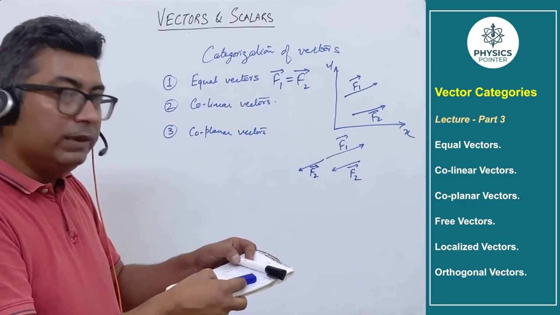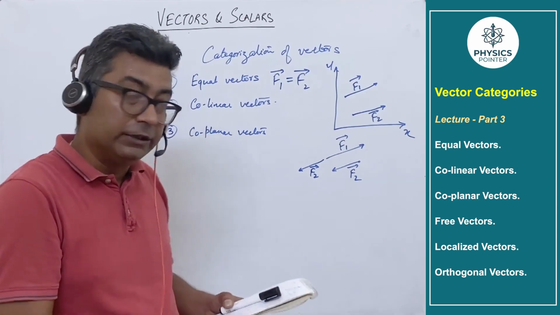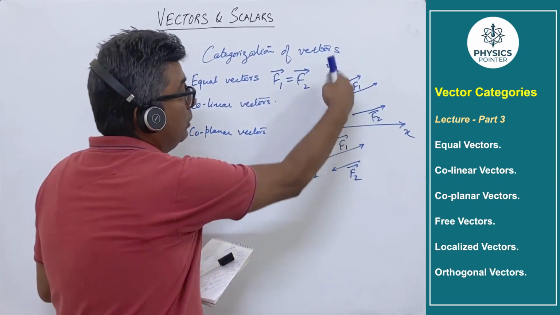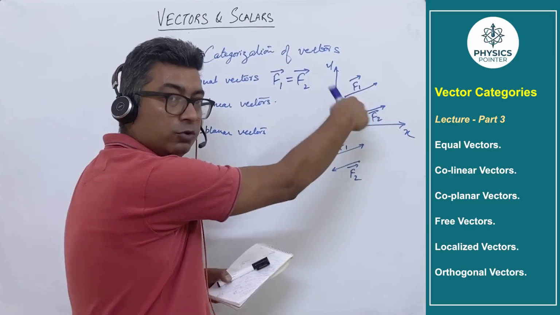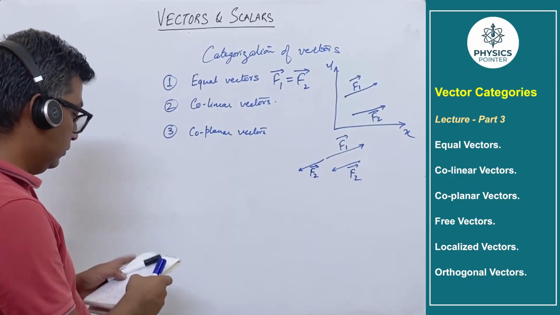And where do we see coplanar? If you are solving a problem only in two dimensions, let's say x and y. So, for example, this one is also coplanar. These two are coplanar vectors.